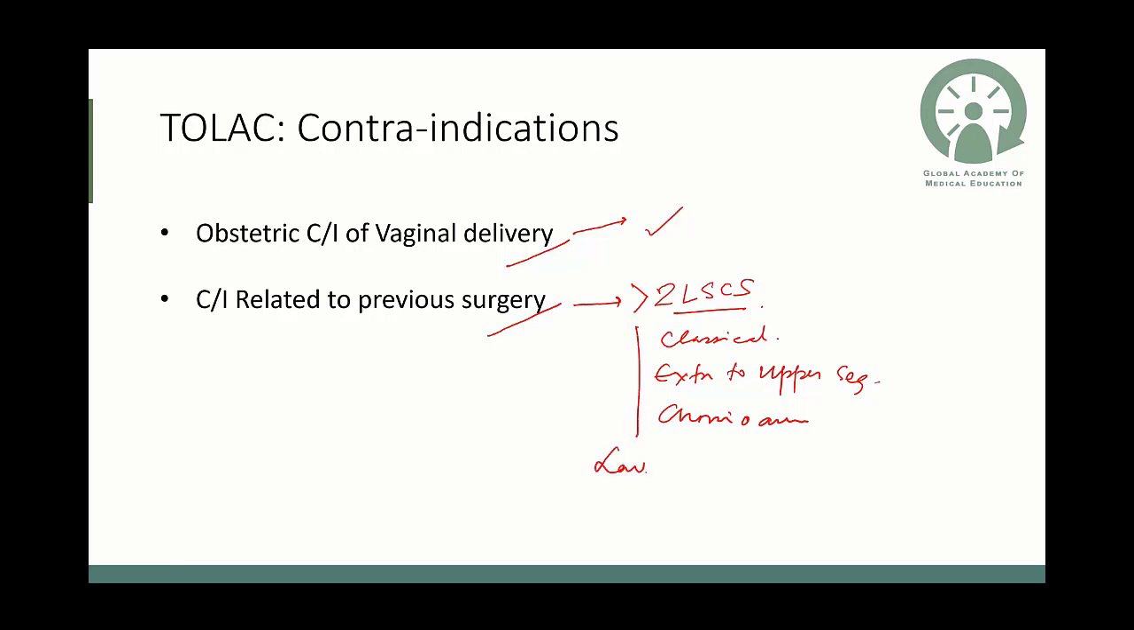Remember, layers of closure. Either we close in 1 layer or 2 layers. Either we take an interlocking bite or a continuous non-locking bite. That has nothing to do with allowing TOLAC or not. These are not factors.